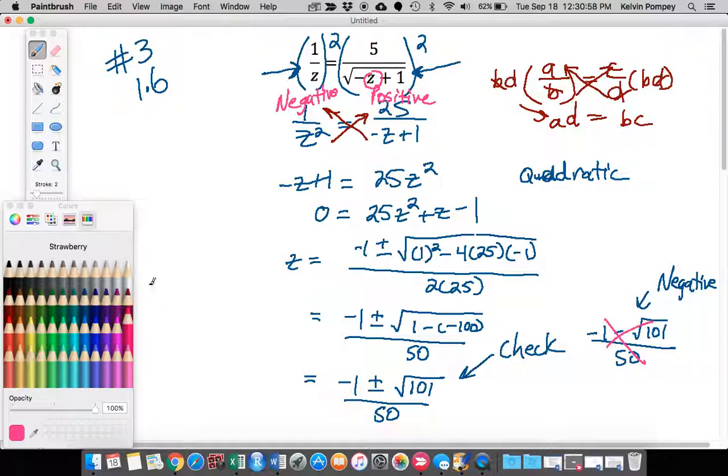solution. And then my other solution, negative 1 plus the square root of 101 over 50. It is a nightmare to try to plug this in, and I would not have you guys do that. But plug it in for z here, I'm going to get a positive. Plug it in over here, I would get a positive number as well. And so I'm going to say that this is going to be my only solution. Okay.